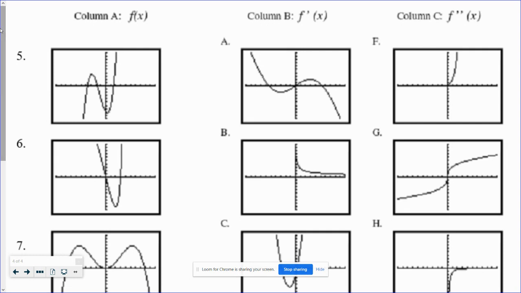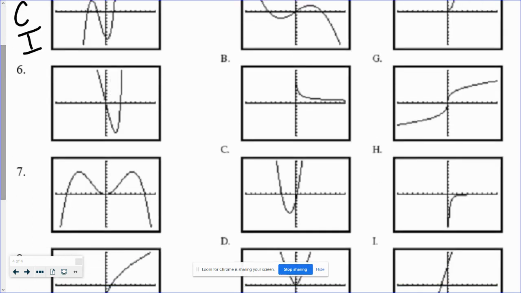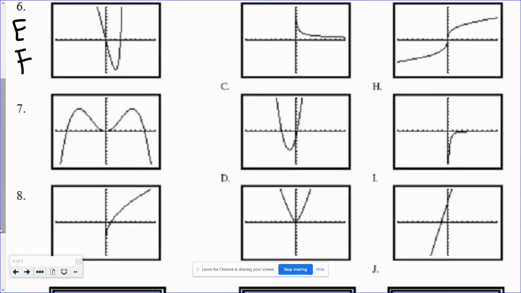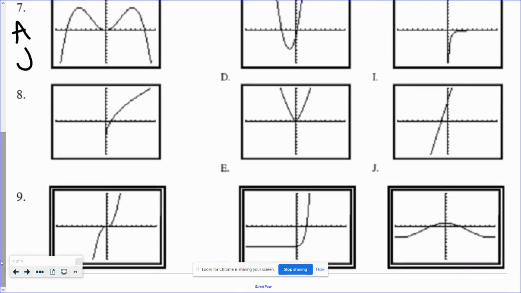I'm going to go ahead and put in here which ones they go along with. 5 has first derivative C and second derivative I. 6 has first derivative E and second derivative F. 7 has first derivative A and second derivative J. 8 has first derivative B and second derivative H. And then 9 has first derivative D and second derivative G.